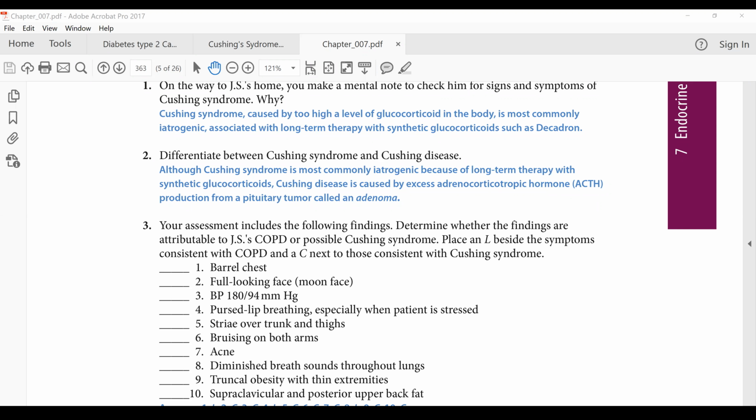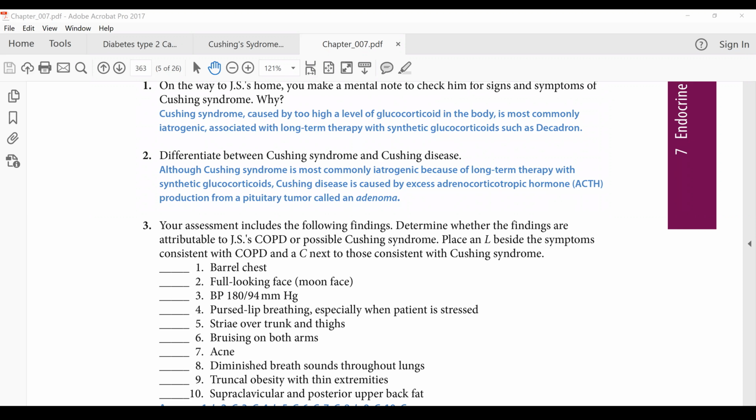So barrel chest is COPD. What about full looking face or moon face? That's Cushing's? Okay. Thanks, Amy and Kay Gannon. Blood pressure. Is that COPD or Cushing's? And put a number by it so I know what you mean. Say like 3C or 3L. So that would all be Cushing's. Pursed lip breathing when the patient is stressed. COPD, correct. Striae over the trunk and thighs. Cushing's. Thanks, Kay Gannon. Thanks, Daniel. Thanks, Amy.